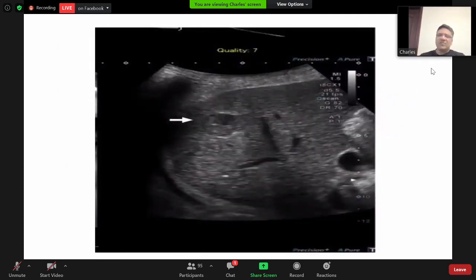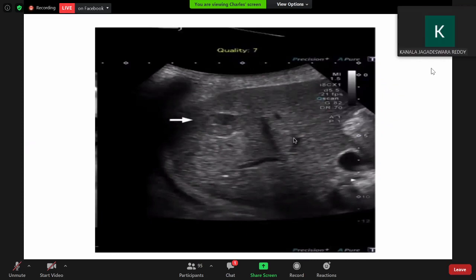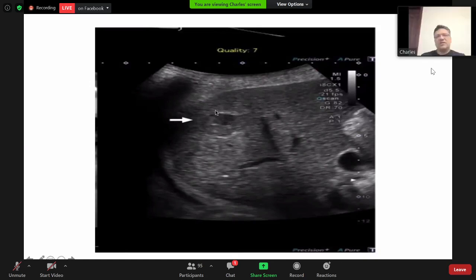Jagdish, you want to make a comment? Yes, sir. There is a heteroechoic lesion in the liver, with well-defined margin. So the portal vein is patent, and there's no ascites.